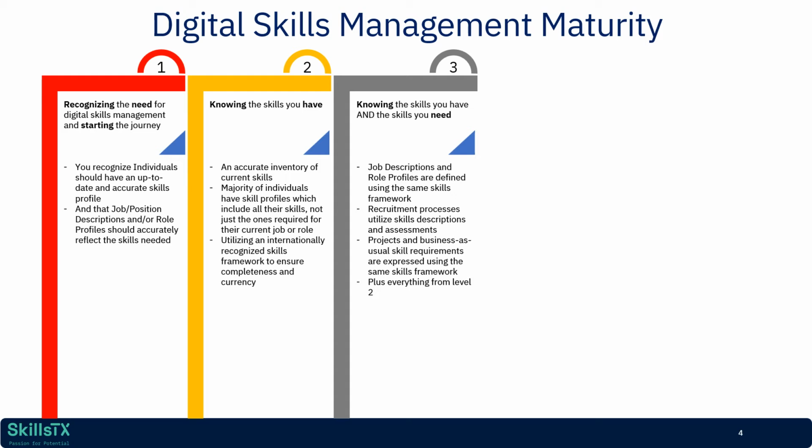At level 3, you've started to answer the "what skills do we need" question. You have job descriptions, role profiles that are defined using that same skills framework, so they're in that common language. Your recruitment processes can use those descriptions of the skills that you need and use assessments of candidates to match up the best candidates based on their skills and competencies. Projects and also your normal operational business as usual requirements need to be expressed, again using that same common language of SFIA.